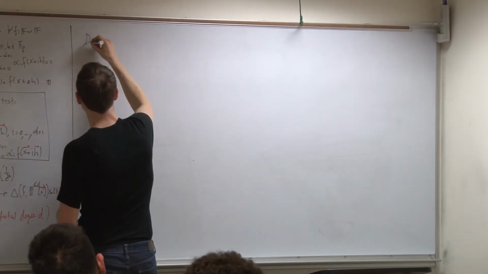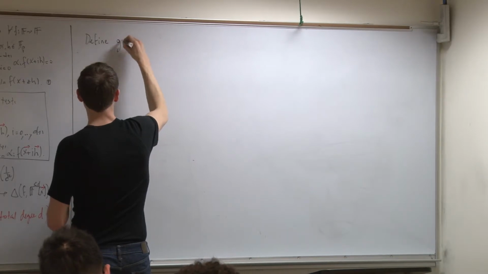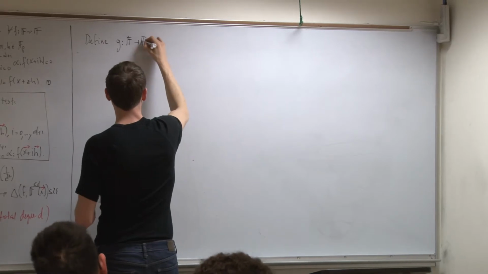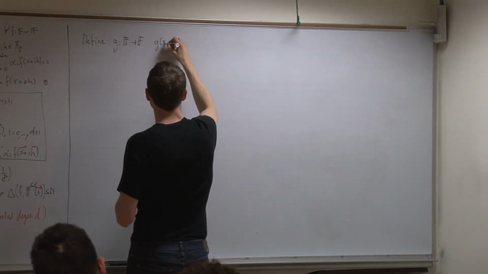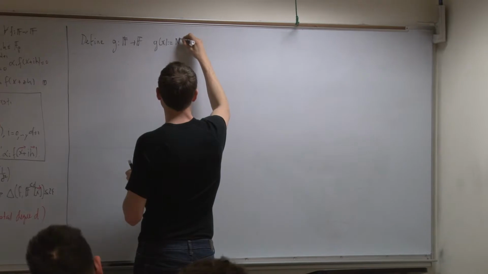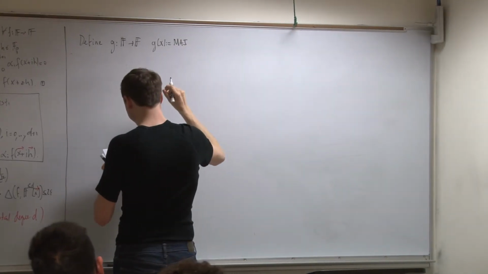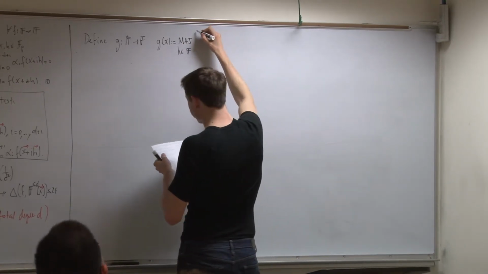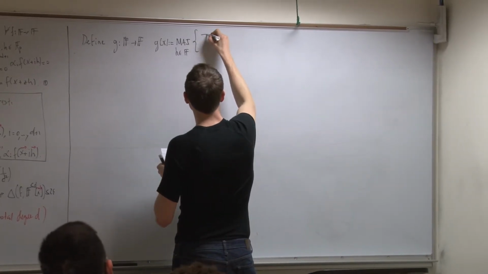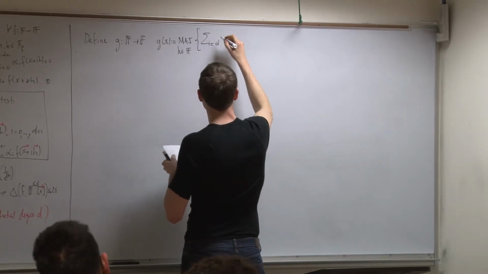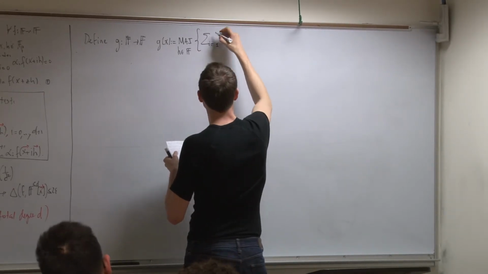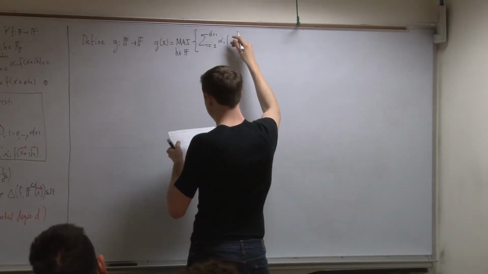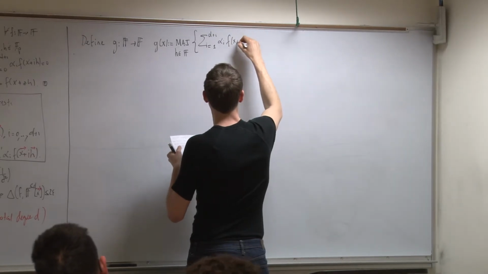We're going to define a function g. I'm going to stop using f_p and just write f. It's going to say, take the majority or the plurality over h in F of the values that you get by summing from i equals 1 to d plus 1 of alpha_i f of x plus ih.